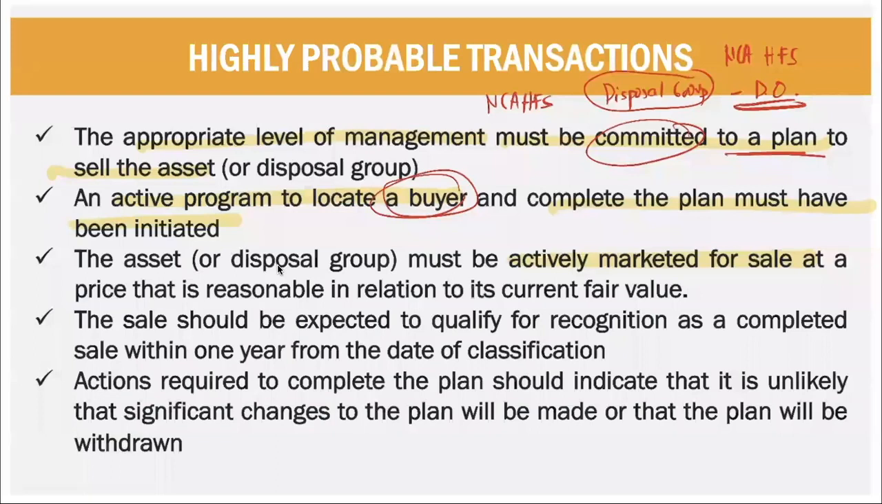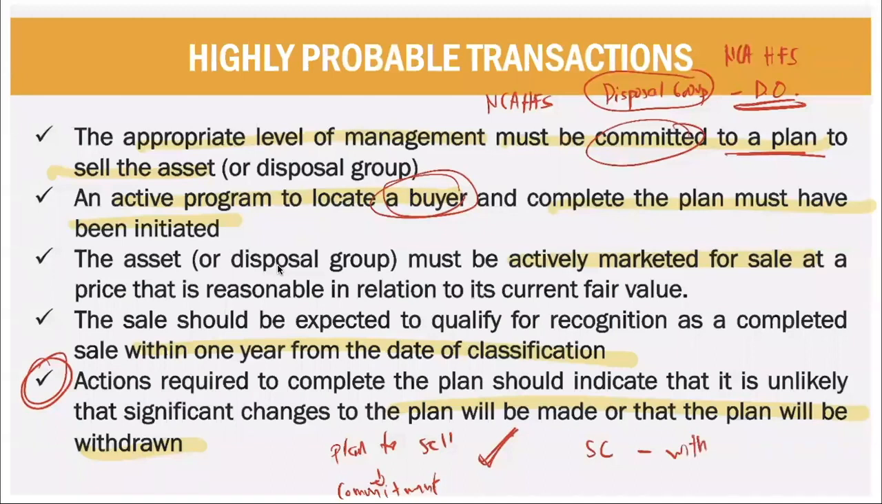Fourth one, the sale should be expected to qualify for recognition as a completed sale within 1 year from the date of classification. We already discussed this within 1 year rule. That is your immediate sale. And actions required to complete the plan should indicate that it's unlikely that significant changes to the plan will be made or that the plan will be withdrawn. Okay. So initially, we have here your plan to sell. And whenever you have a plan to sell, you have a commitment to sell that asset. So what we need to look at in your number 5 is that once you have a commitment or plan to sell that asset, you must work on the plan. There must be no significant changes such as a withdrawal or changes as to the length of time of selling it because we must do our sale within 1 year from the date of classification.